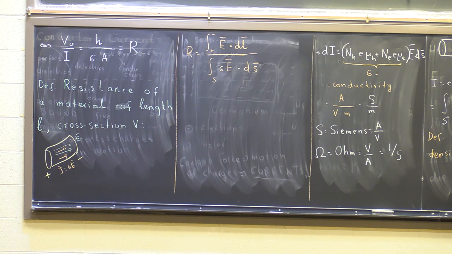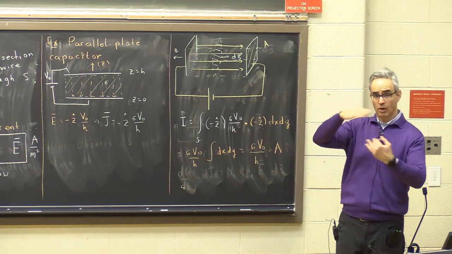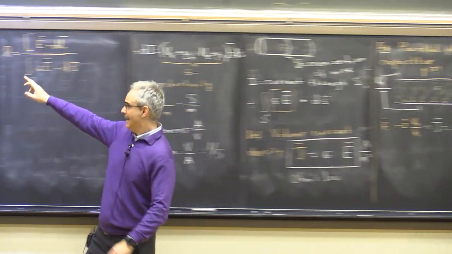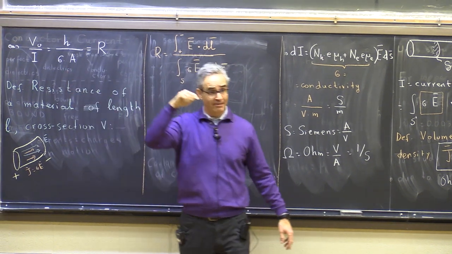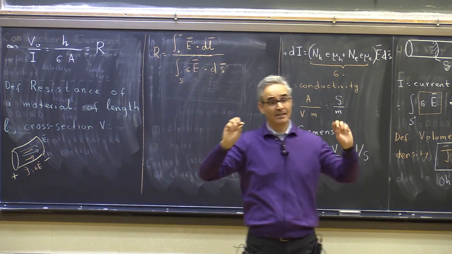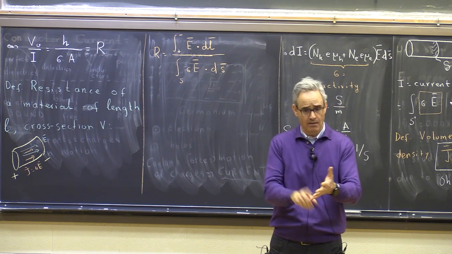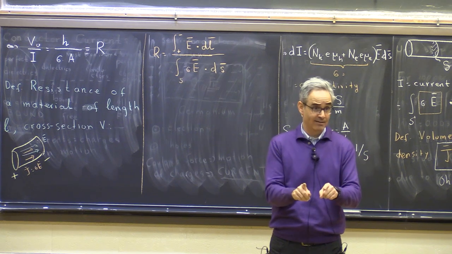And in fact, as we saw in this case, the current was proportional to the voltage. So when we took the ratio V over I, we ended up with the separation between the plates divided by sigma A. And these quantities, H, sigma, A, are all independent of voltage and depend only on the geometry and the material. Sigma defines the material, A the cross-section, L the length. And that's why resistance is a thing.